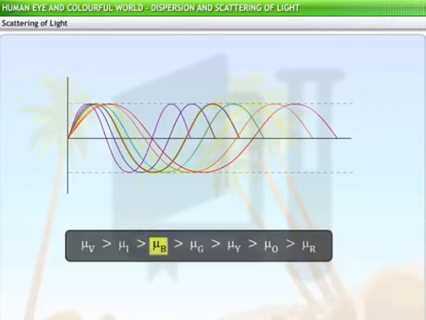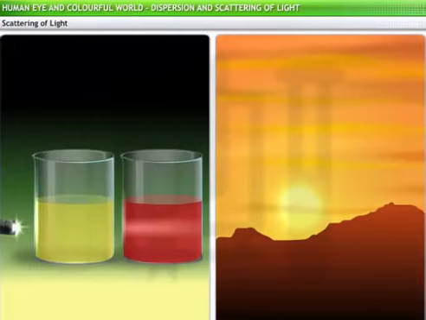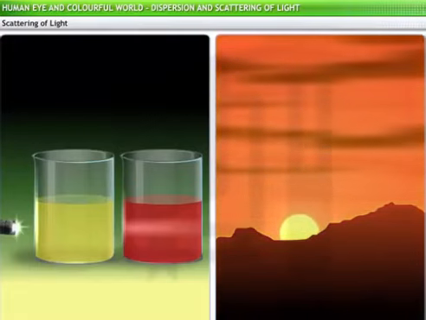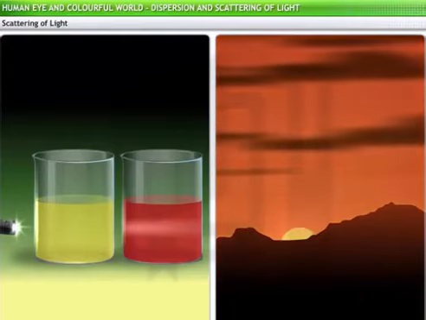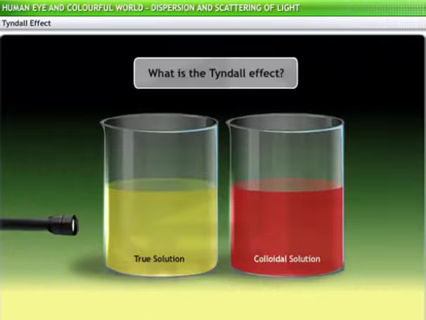Very interesting. Are there other examples that show the scattering of light? Sure. Scattering of light gives rise to many amazing and spectacular phenomena such as the Tyndall effect, and the reddening of the sun at sunrise and sunset. What is the Tyndall effect?